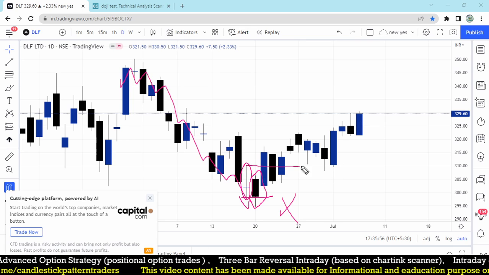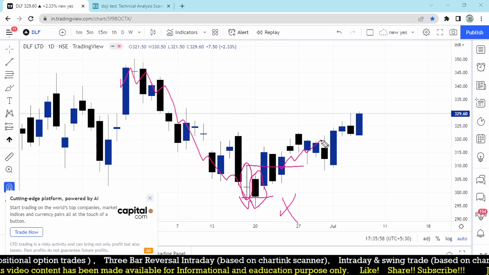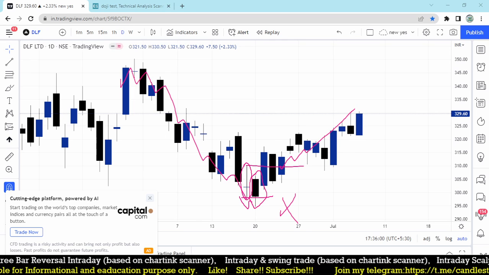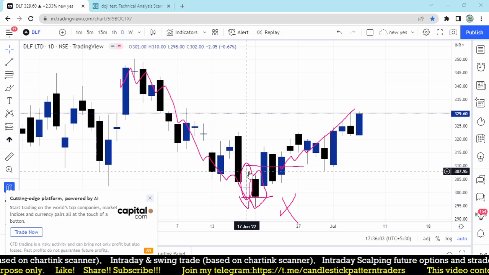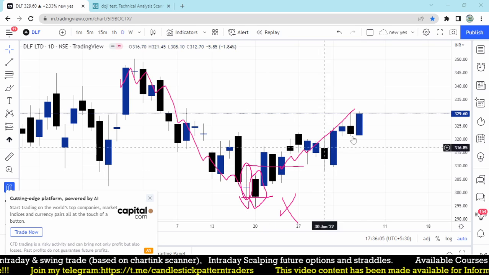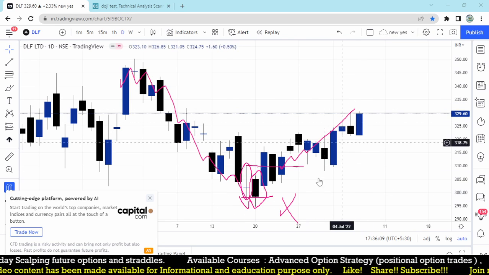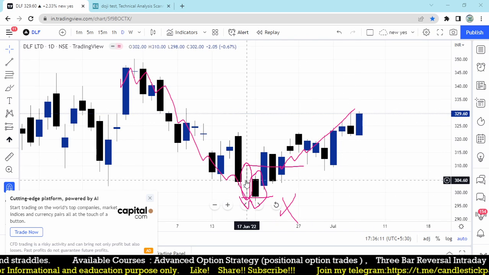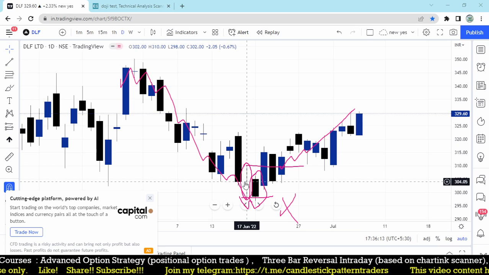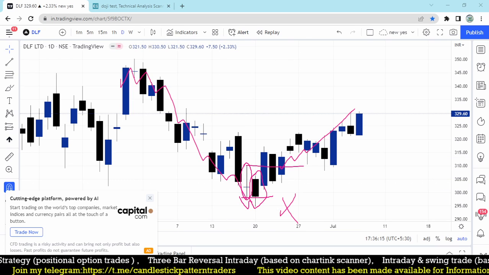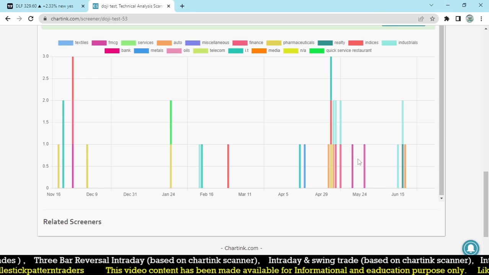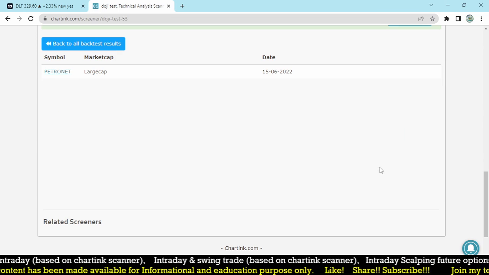So 2 days later, DLF broke that high and it went up to 329. Now the high of the day is 310, and today it is at 313, almost 20 points. Even if you keep a stop loss of 12 points, it is generating 20 points. This is the key point: a scanner will never ever repaint.